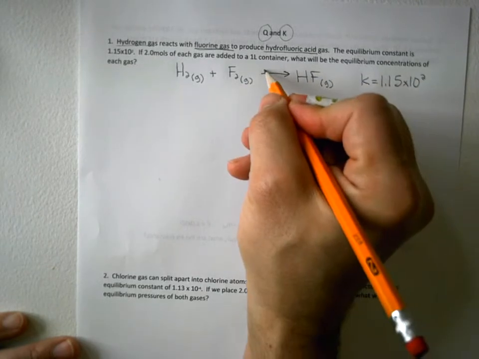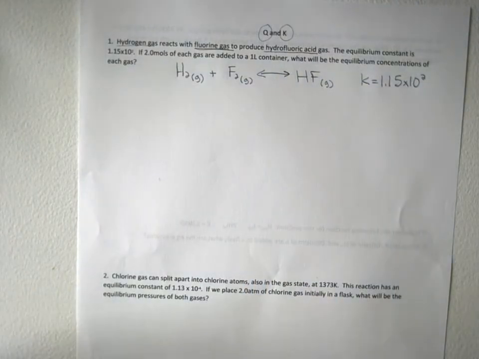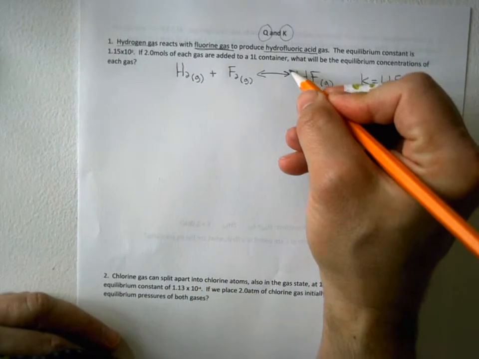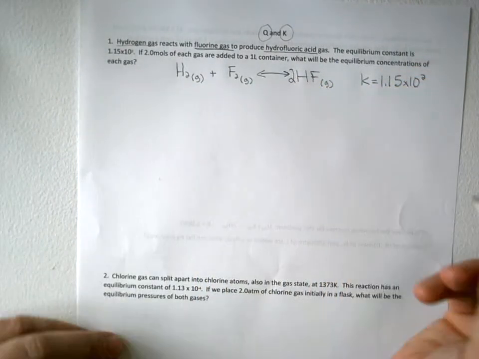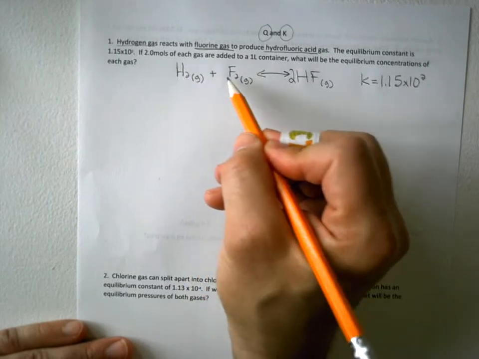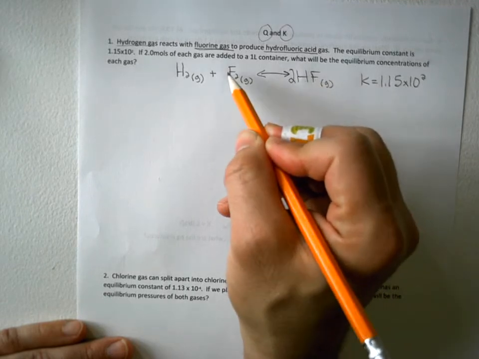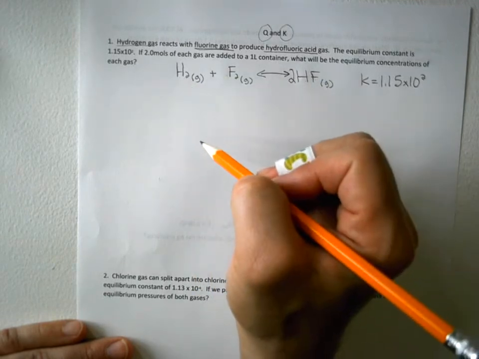Now that it mentions equilibrium, I'm gonna get a double arrow in there because I know this reaction can go in both directions. And I would also wanna balance it. This is gonna play a big part in what we're gonna do here. So we have 1 mole of H2 reacting with 1 mole of F2 to produce 2 moles of HF, and then going backwards, 2 moles of HF can break down into 1 mole of F2 and 1 mole of H2.